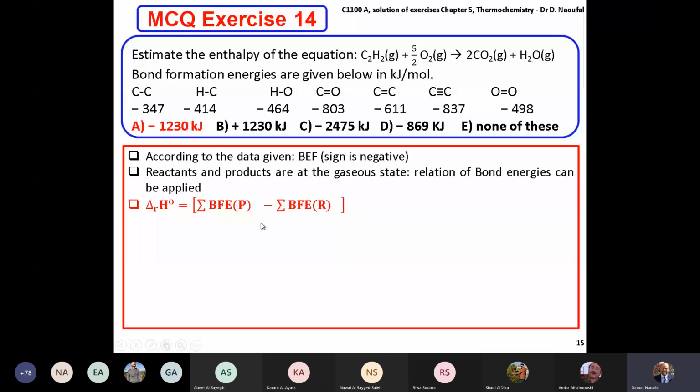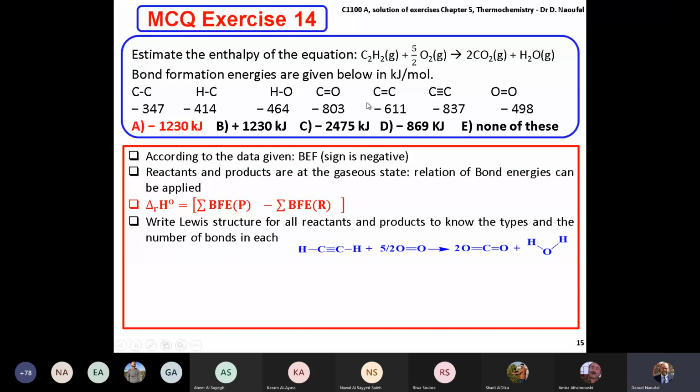Now we have to determine the types of bonds in the reactants and in the products, so we have to draw Lewis structures. The Lewis structure for C2H2 is HC triple bond CH, for O2, O double bond O. For CO2, C double bond O, C double bond O, and for H2O, we have OH, OH. I did not draw the lone pairs since I'm interested only in the types of bonding.